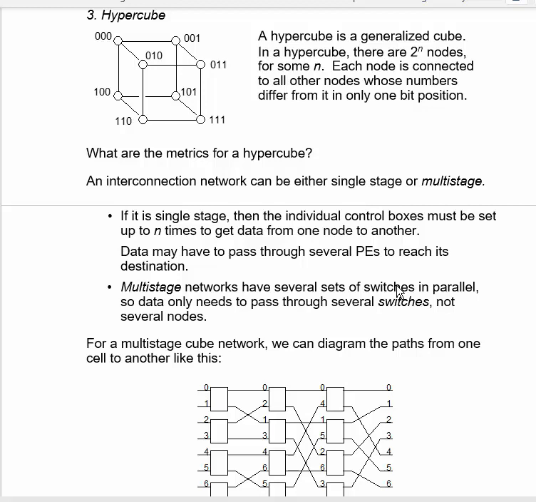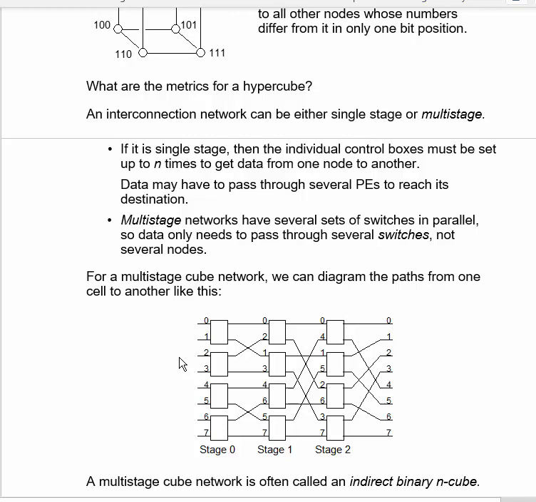What about the metrics for a hypercube? An interconnection network can be either single stage or multi-stage. What we've seen up above is a single stage interconnection network. That is to say that a node is directly connected to the next node, and if it needs to go to any other node, then it needs to go via the nodes that are directly connected to it. With a multi-stage network, we have several sets of switches in parallel, so data doesn't need to pass through the nodes on the way to the destination, just through the switches.